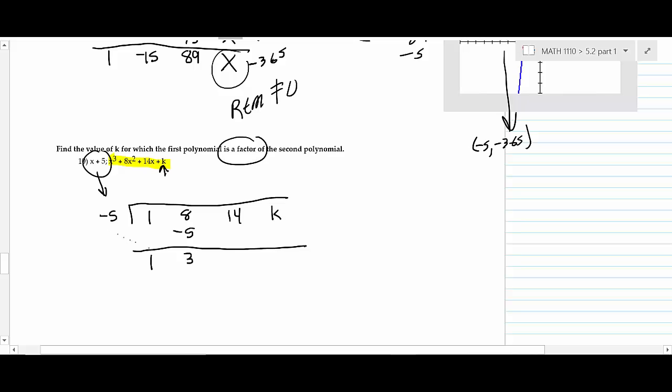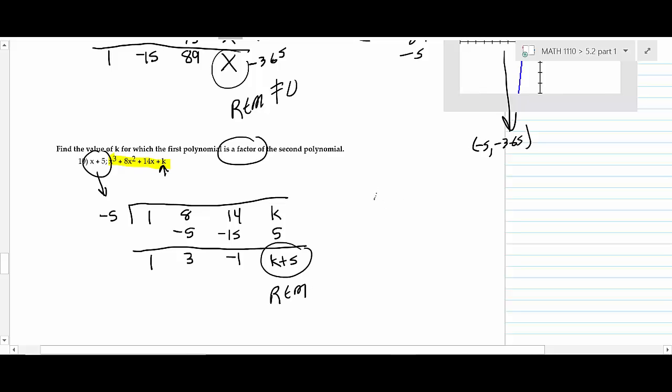Add, that's 3. Multiply, that's -15. Add, that's -1. Multiply, that's 5. So what's k plus 5? Well, it's just k plus 5, right? Okay, so that is your remainder right there, k plus 5.